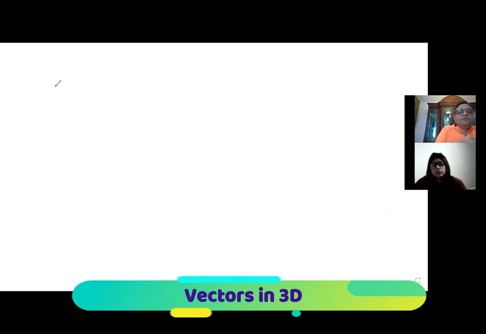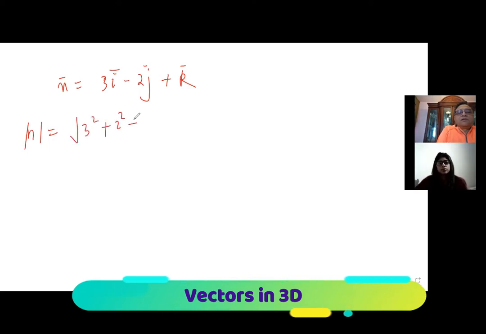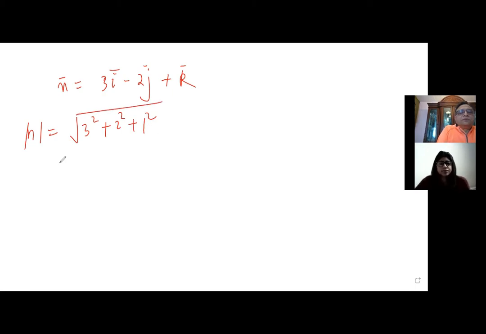For example, if I have a vector n, so n vector is 3i minus 2j plus k, right? In that case, what is the magnitude of n? 3 squared plus minus 2 whole squared plus 1 squared. I'm just writing minus to be technical. So that is the magnitude.